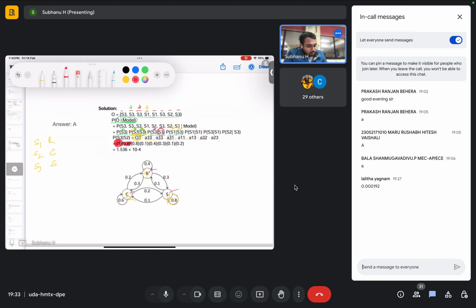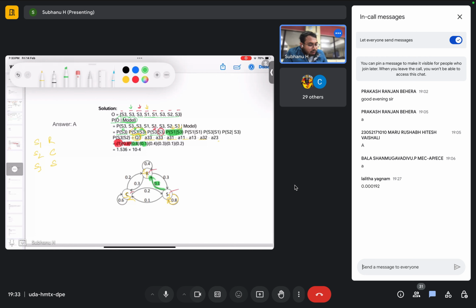Got it? Now I want to calculate this one. Probability of S3 given S3 is again 0.8. Now I want to calculate this one. Probability of S1 given S3. So that's why S1 given S3, I want to find out from here. So I can see this is 0.1. So that's why 0.1 is here.